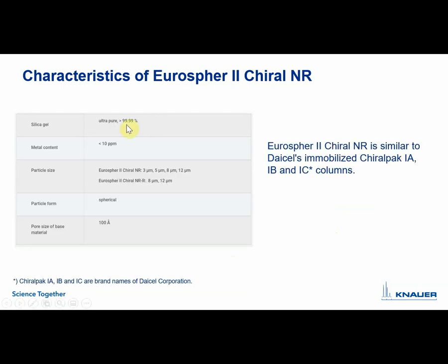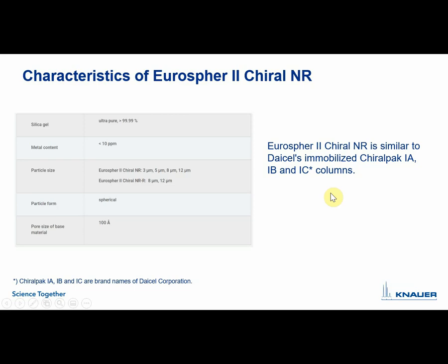Again, it is a silica gel-based particle, spherical, and here you don't need these large pores. And again, this makes this phase a lot more stable because it is also mechanically more stable. You can imagine if the pores are not so big, you can take a lot more pressure on these columns. And again, it is a replacement for the well-known Chiralpak IA, IB, and IC columns from the company Daicel.